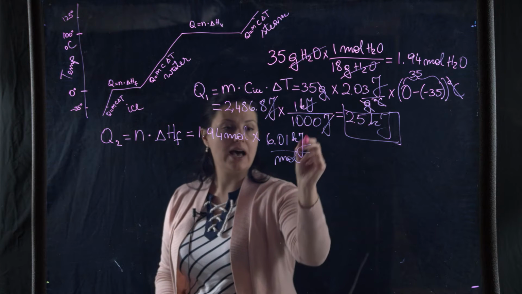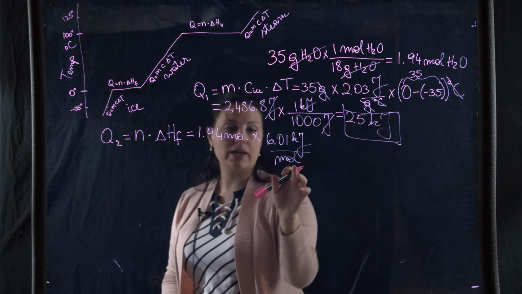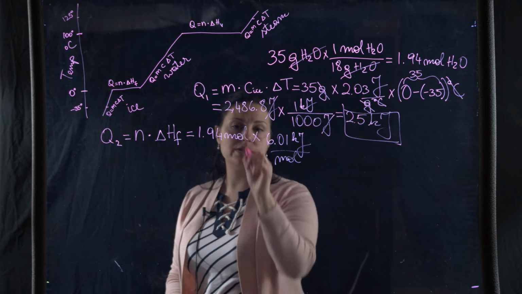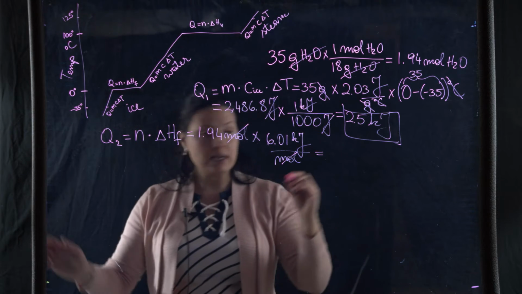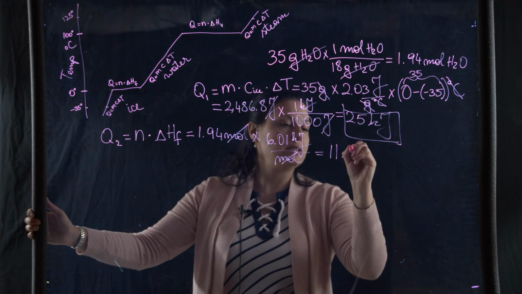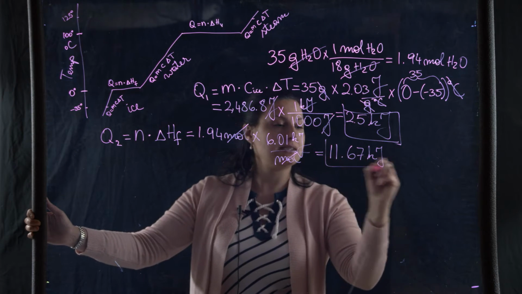Now, once again, delta H of fusion tells me that this n has to be an amount in moles because I want kilojoules. The only way that my moles will cancel out is if I have an amount in moles up here for n. My moles will cancel, and this gives me 11.67 kilojoules. That's my step number 2.